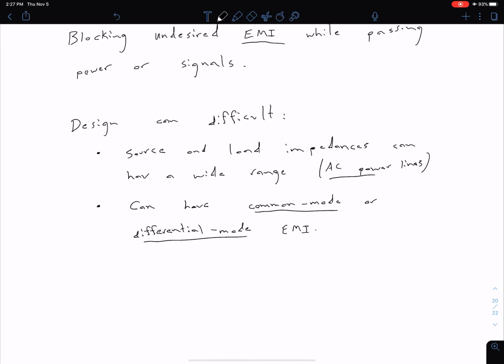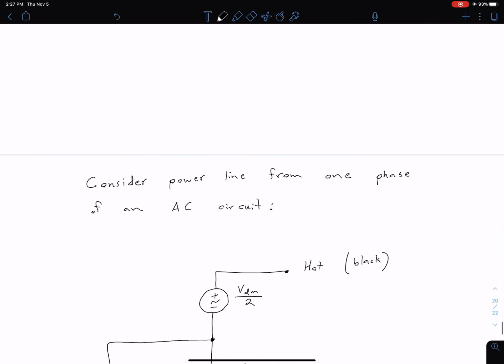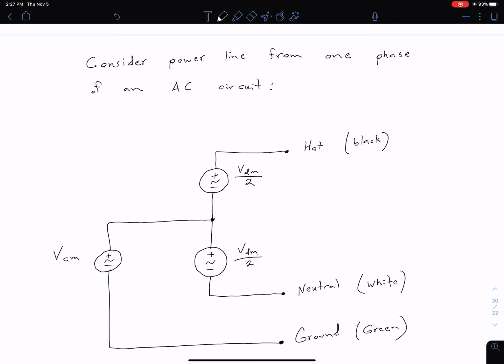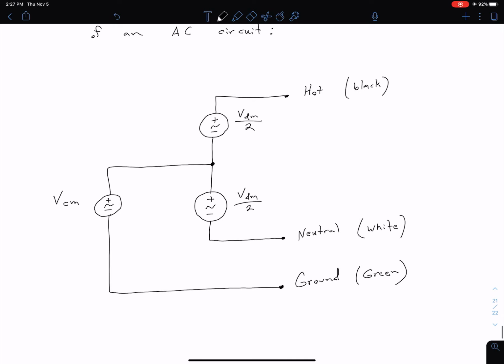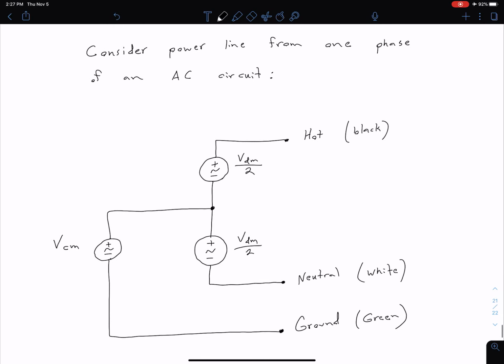In order to take a closer look at this idea of common mode or differential mode, while also keeping in mind this application of AC power lines, let's look at a circuit that is one phase of an AC power line circuit. On the right over here we have our three wires. We have our hot, which is typically going to be black, our neutral, which is typically going to be white, and then our ground, which is usually going to be green or bare copper. We can see two situations. We can either have this common mode, which is common between both our hot and neutral, or we can have differential mode voltage, which is between our hot and neutral.